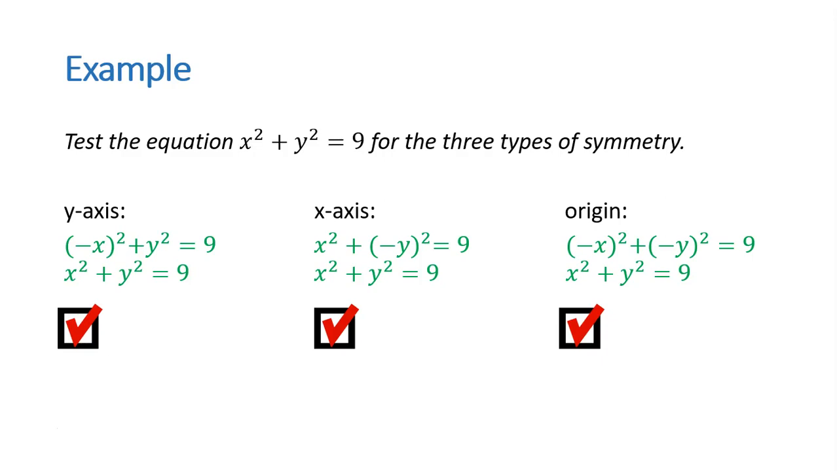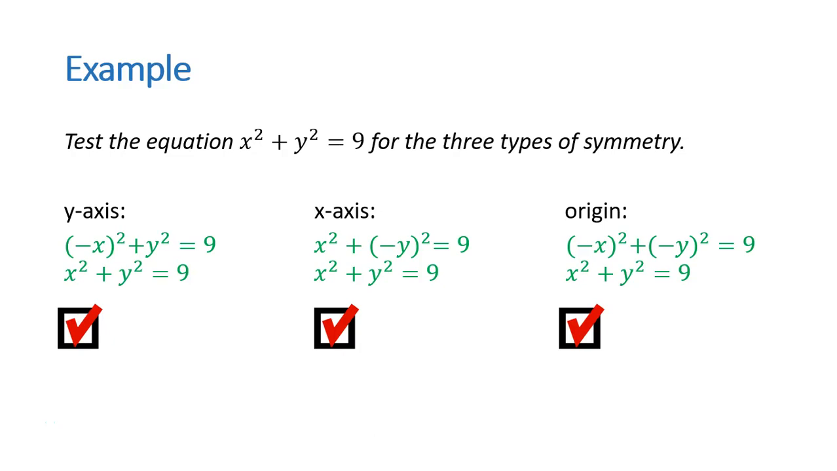The reason this equation has all three types of symmetry can be determined from the graph. If we were to graph this equation, this is actually the equation of a circle centered at the origin. So for a graph like this, we could fold it across the y-axis, we could fold it across the x-axis, and we could fold it twice, or we could rotate it 180 degrees, and we'll have the same graph we started with. So let's sum up what we know so far about symmetry.